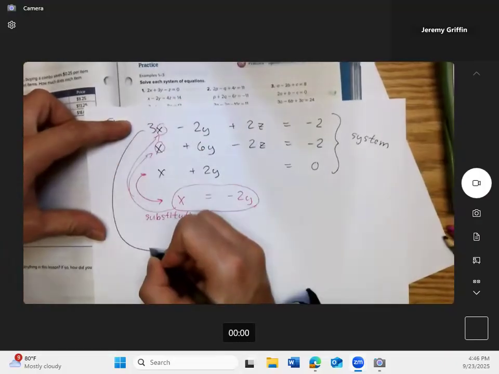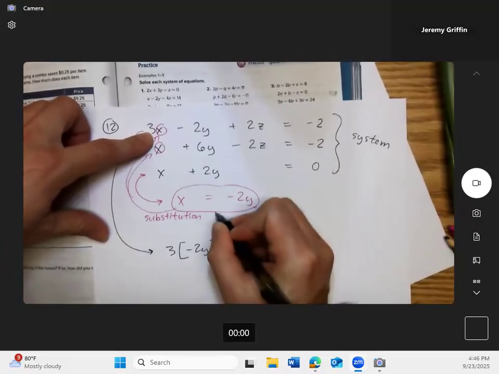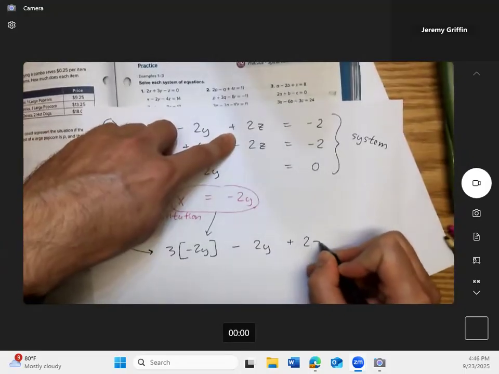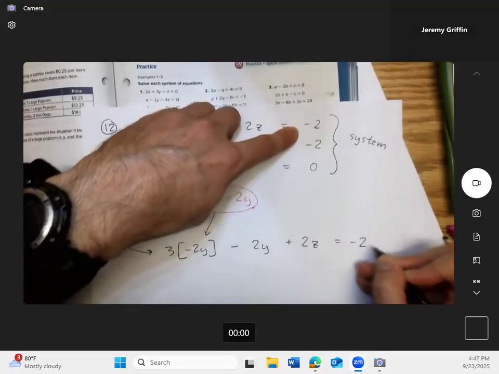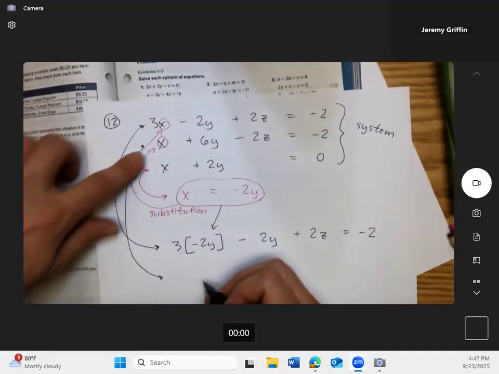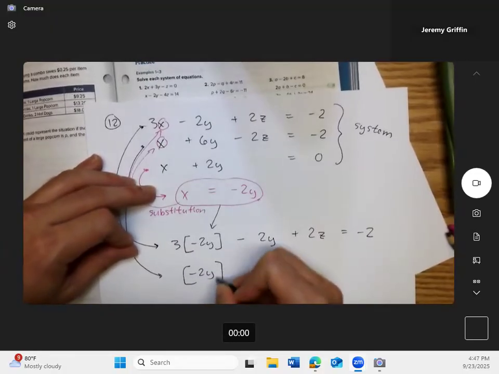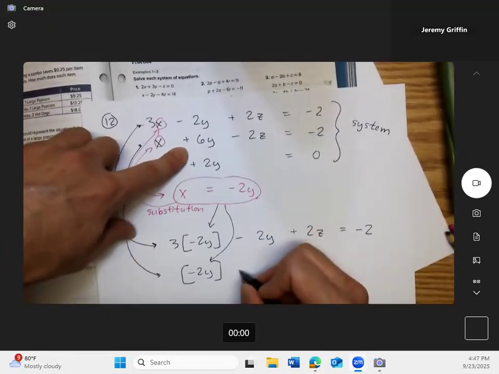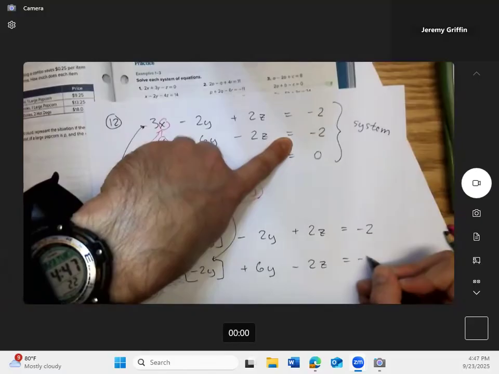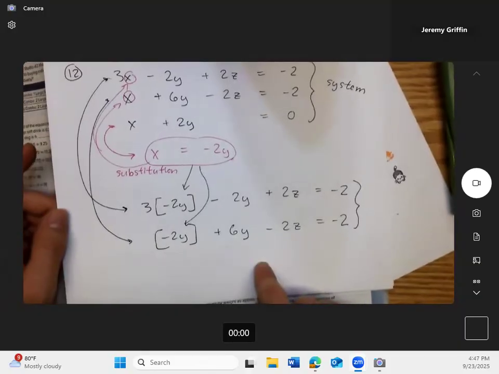So bring this down. We got 3x, but I'm not going to say x. I'm going to say -2y, because I'm substituting it right there. Minus this 2y, plus this 2z, adds up to this -2. Then bring this one down right beneath it. So I got x, but again, I'm not going to say x. I'm going to say -2y, plus this 6y, minus 2z equals also -2. So now I have two equations with two unknowns, the y and the z.